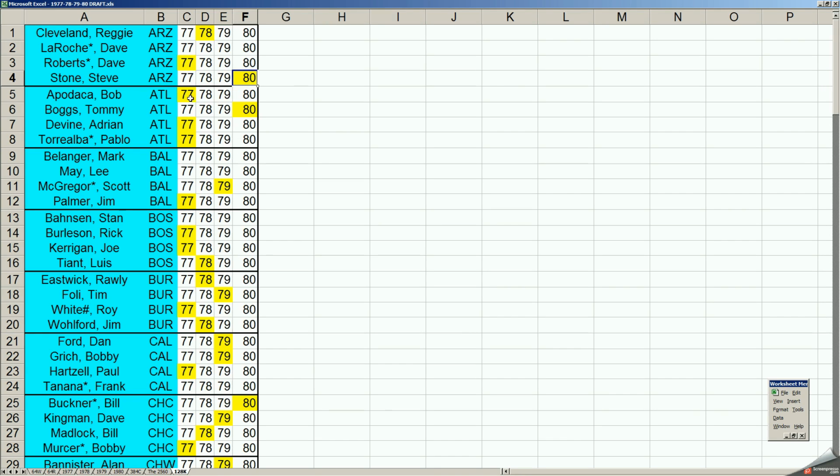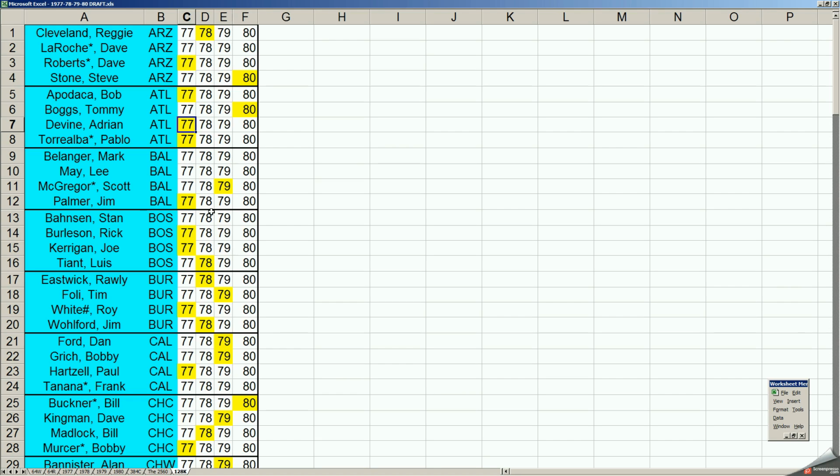The Braves are really stuck with 3 guys with single-year options: Apodaca, Boggs, Pablo Torrealba, and then Devine's best year is 77. So they've got kind of a mess on their hands. Again, you see 3 guys highlighted in a single year. You can't have 3 guys from one year. You can only take 2 from a year. So it seems like on draft day, Atlanta's going to have to make some more moves to figure out their pitching staff. They've struggled trying to get pitching during this era.